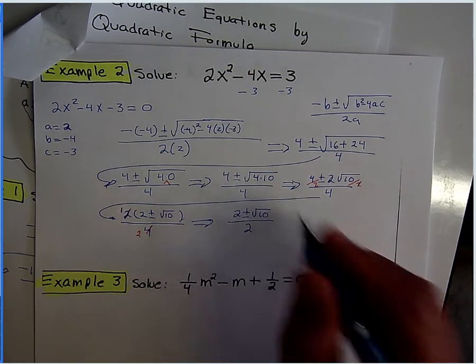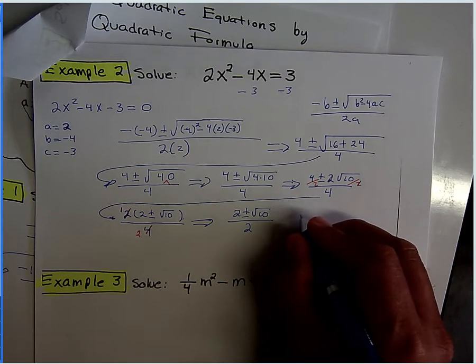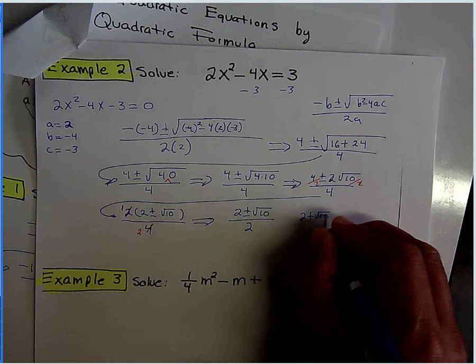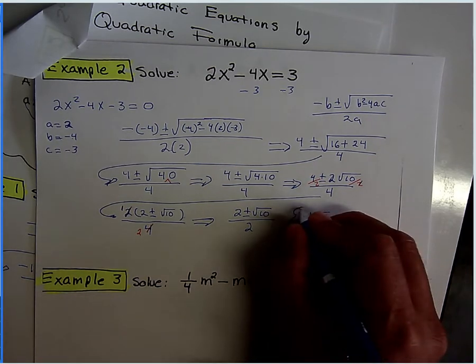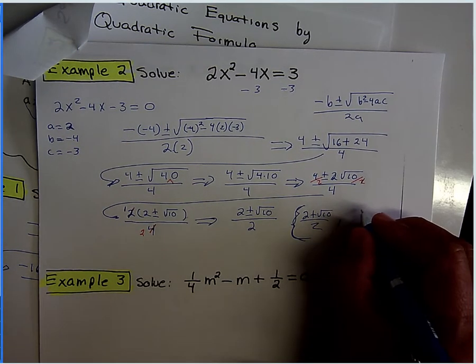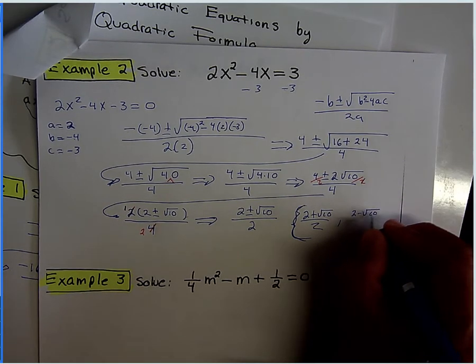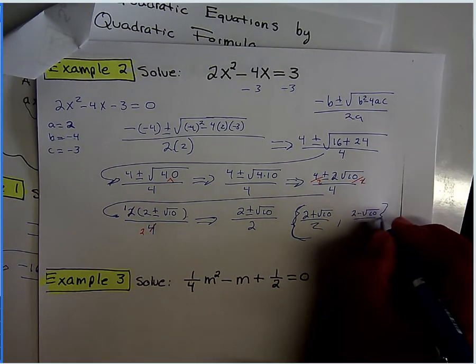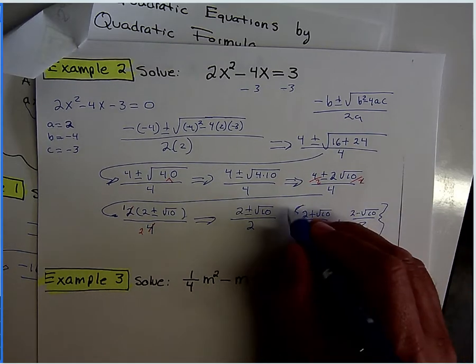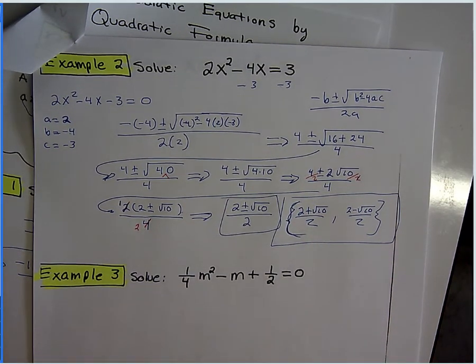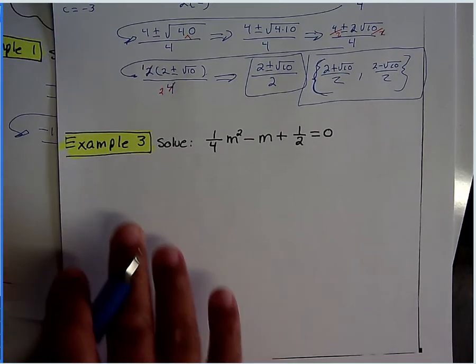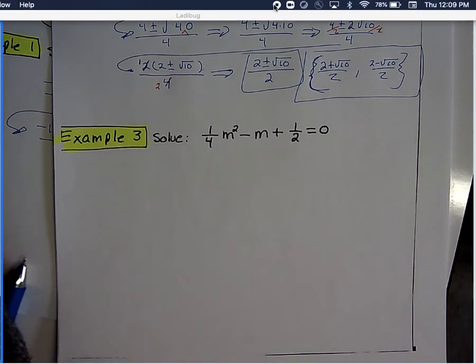And that's the answer. If you want to separate them, that's good. So 2 plus the square root of 10 over 2, and then the comma, and then 2 minus the square root of 10 over 2. So that's the answer, or this one. I'm going to stop, because I need to upload this one.